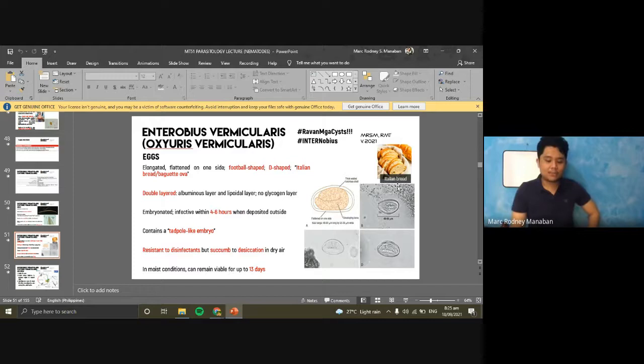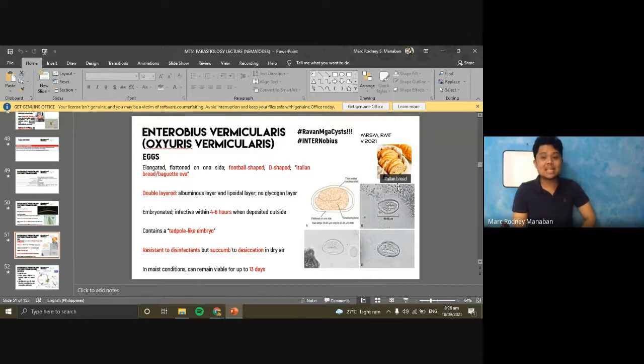All right. Now it contains a tadpole-like embryo. The embryo has the same appearance as a tadpole. This is described in Belisario, okay? And the eggs are resistant to disinfectants, but they die during desiccation. So with heat, with drying, they will die. Okay, all right. Now in moist conditions, it can remain viable up to 13 days.